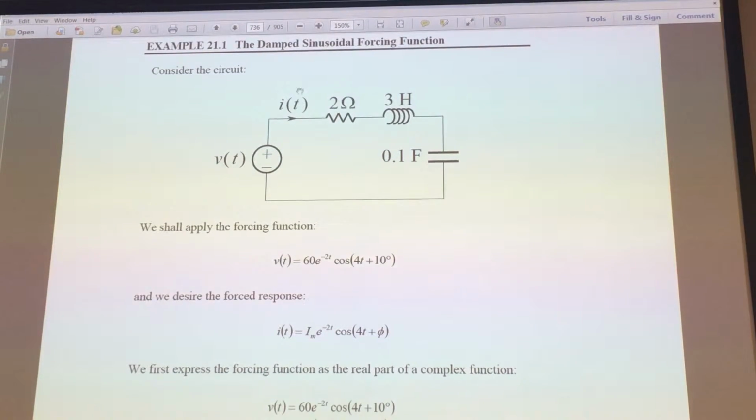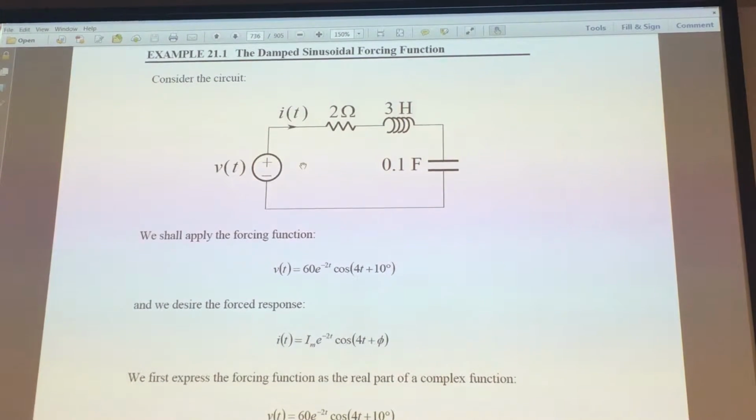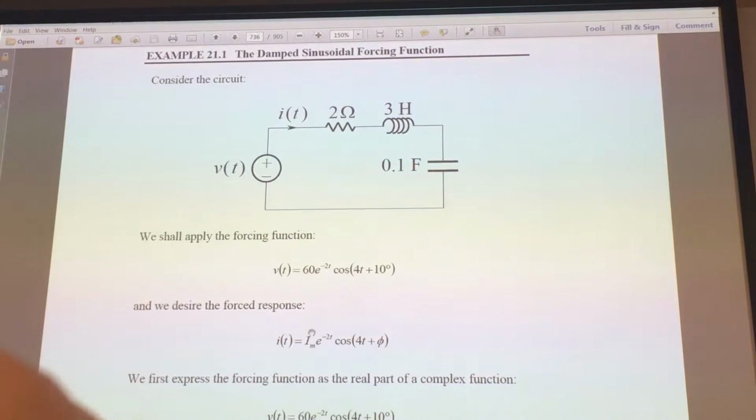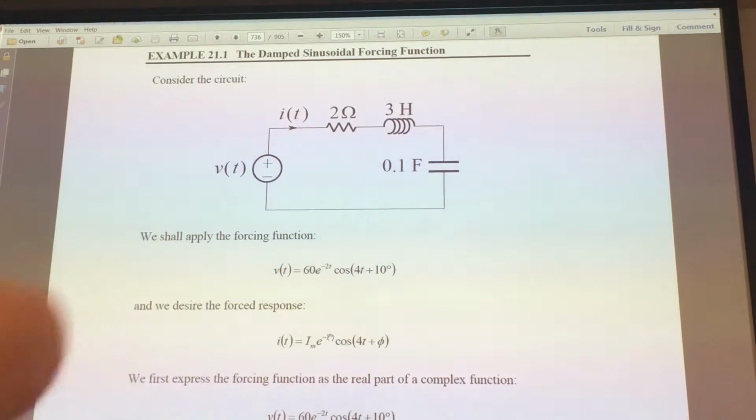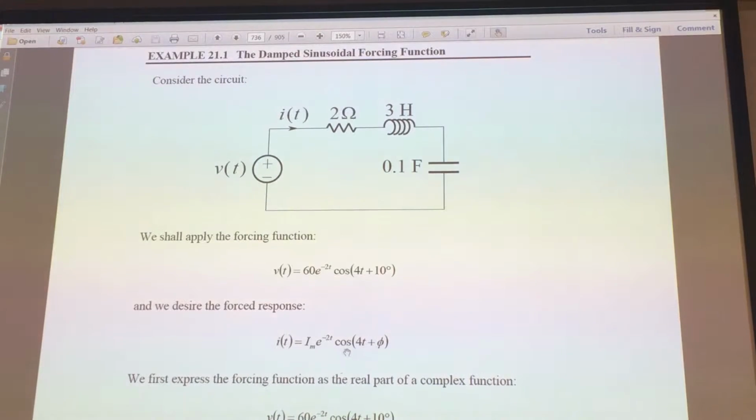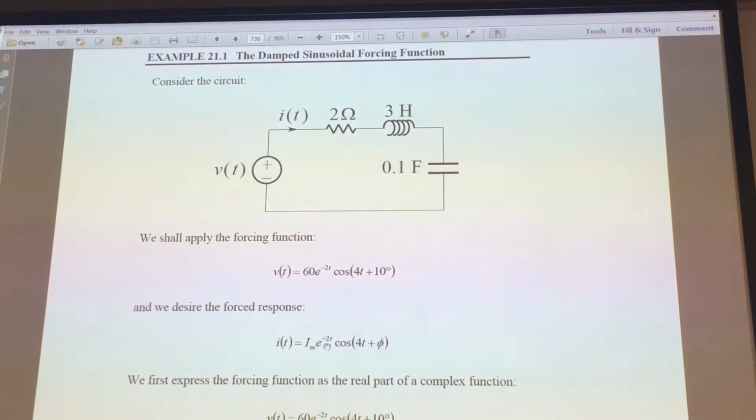Our, say, current in this circuit will have this form. So at the moment, the only unknowns are the amplitude and the phase. We know that it will have the same frequency, and it will be exponentially decaying with the same damping factor. These cannot change. The circuit cannot change these, because the circuit is linear. Okay? If the circuit is non-linear, that would be different.